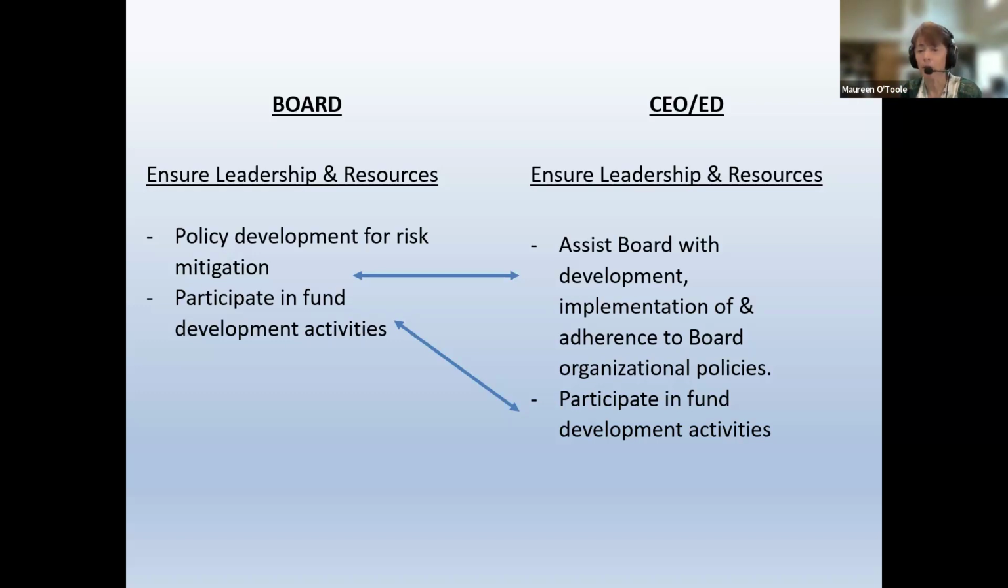What are some other ideas or examples of policies you've used because they did address risk?